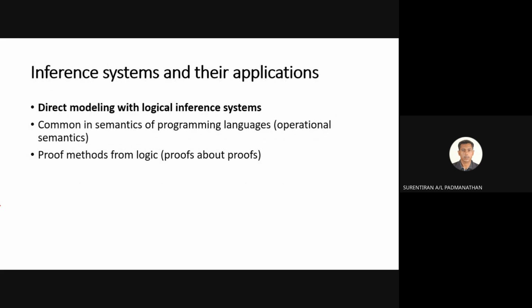Okay, so next is inference system and their applications. So what is an inference system? Direct modeling with logical inference system, common in semantics of programming languages. Okay, proof methods from logic. So proof about proofs. This is common for the programming languages. You have a lot of algorithms. We use different algorithms on different languages, right? So this is common for the programming languages.